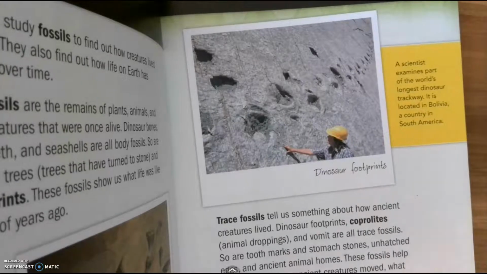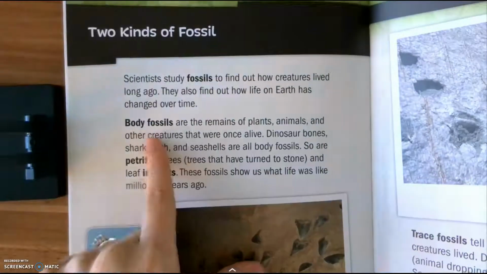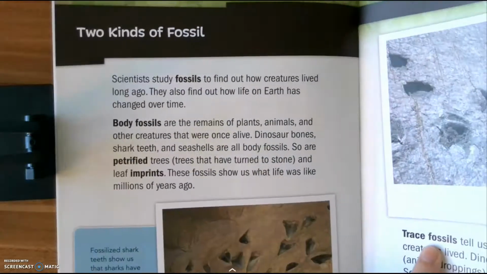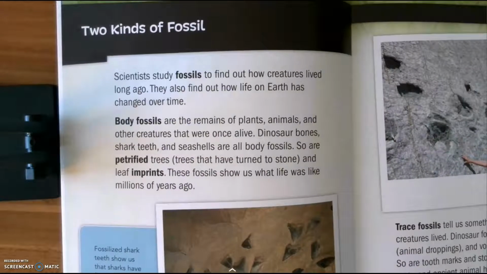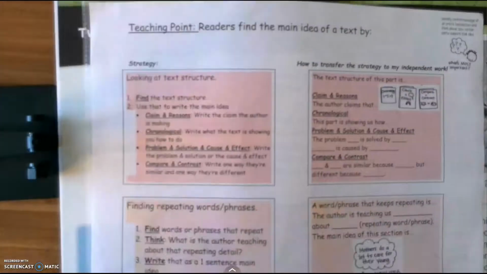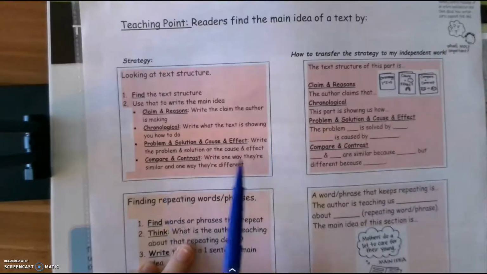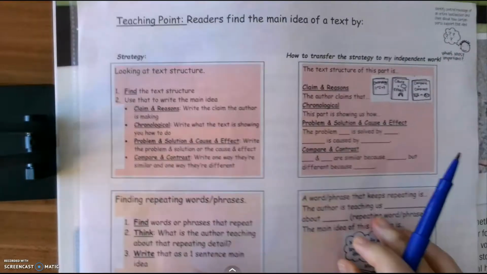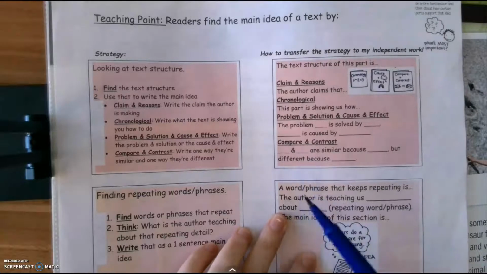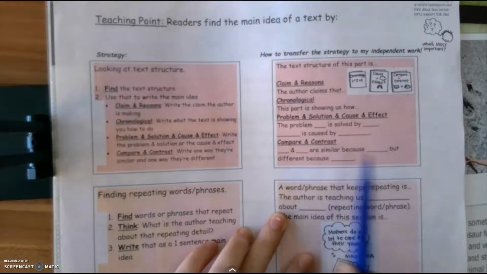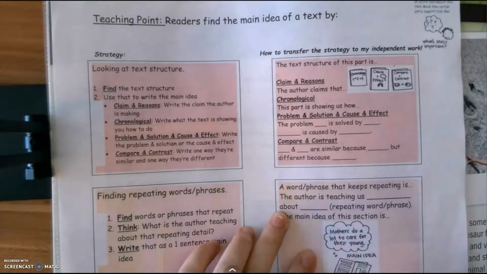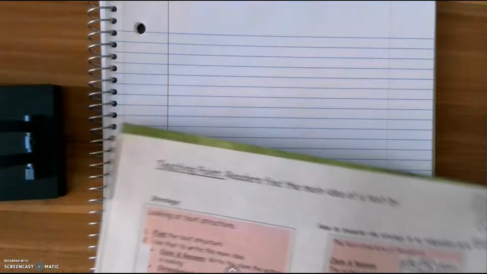Okay guys, we were right. This section is compare and contrast. They're telling us what's similar and different between body fossils and trace fossils. So let me go to my tool and see how I can use that to help me find the main idea. It says for compare and contrast, I can write one way they're similar and one way they're different, using this sentence frame: blank and blank are similar because, but different because. All right, I'm going to use that to write my main idea.